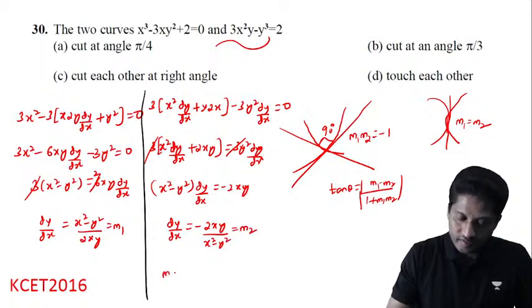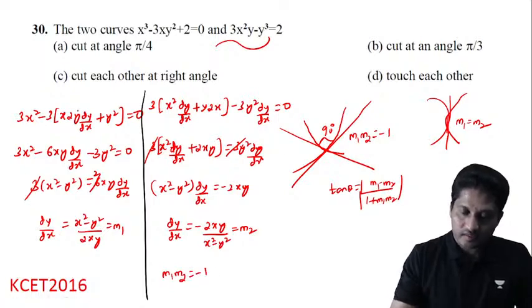Clearly m1 into m2 is equal to minus 1. They cut at right angles. Answer is option C.